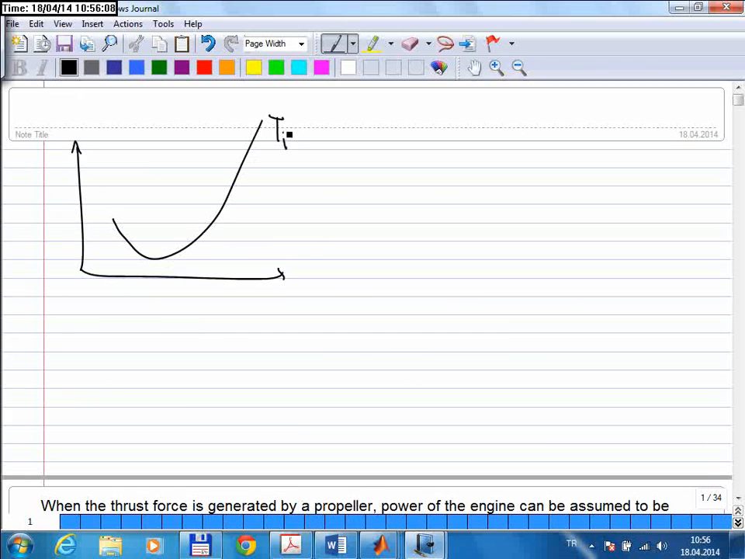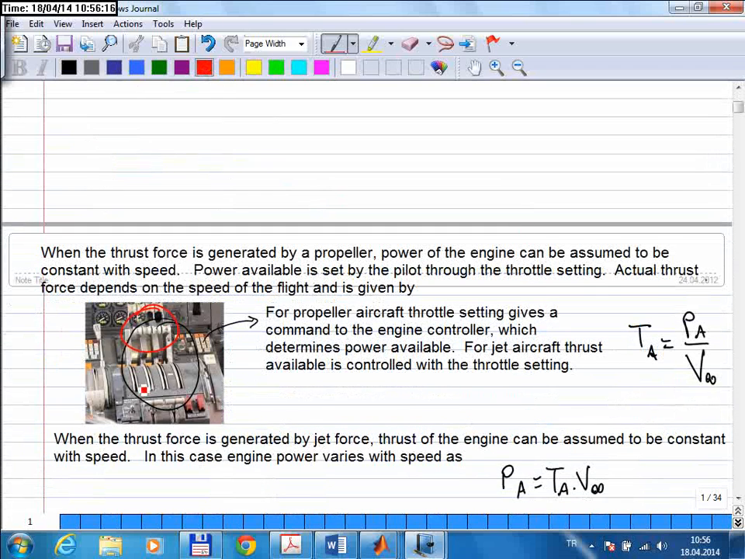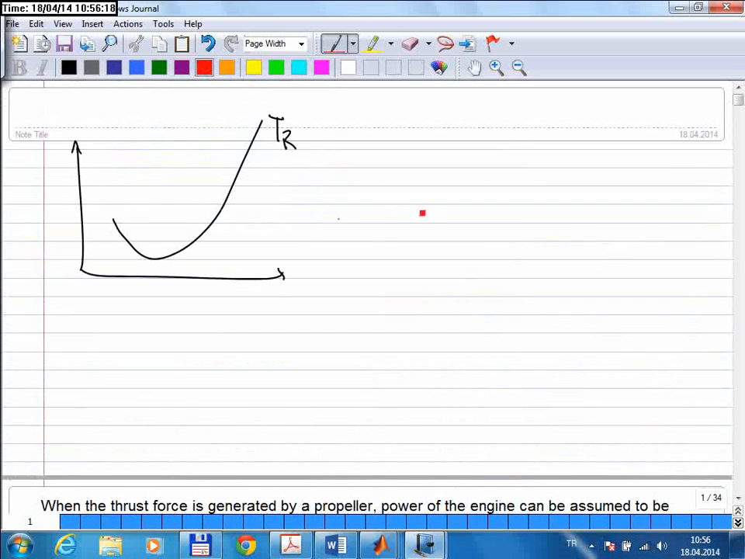So let's say this is the thrust required curve for that aircraft. And when the throttle is set to idle, so let me draw a side view. So this is, when you look at that throttle mechanism from the side, this is what you see, right? So this is the throttle set at idle. Thrust is almost equal to zero. So in this case, the thrust available will be here. So the red one is thrust available equal to zero.